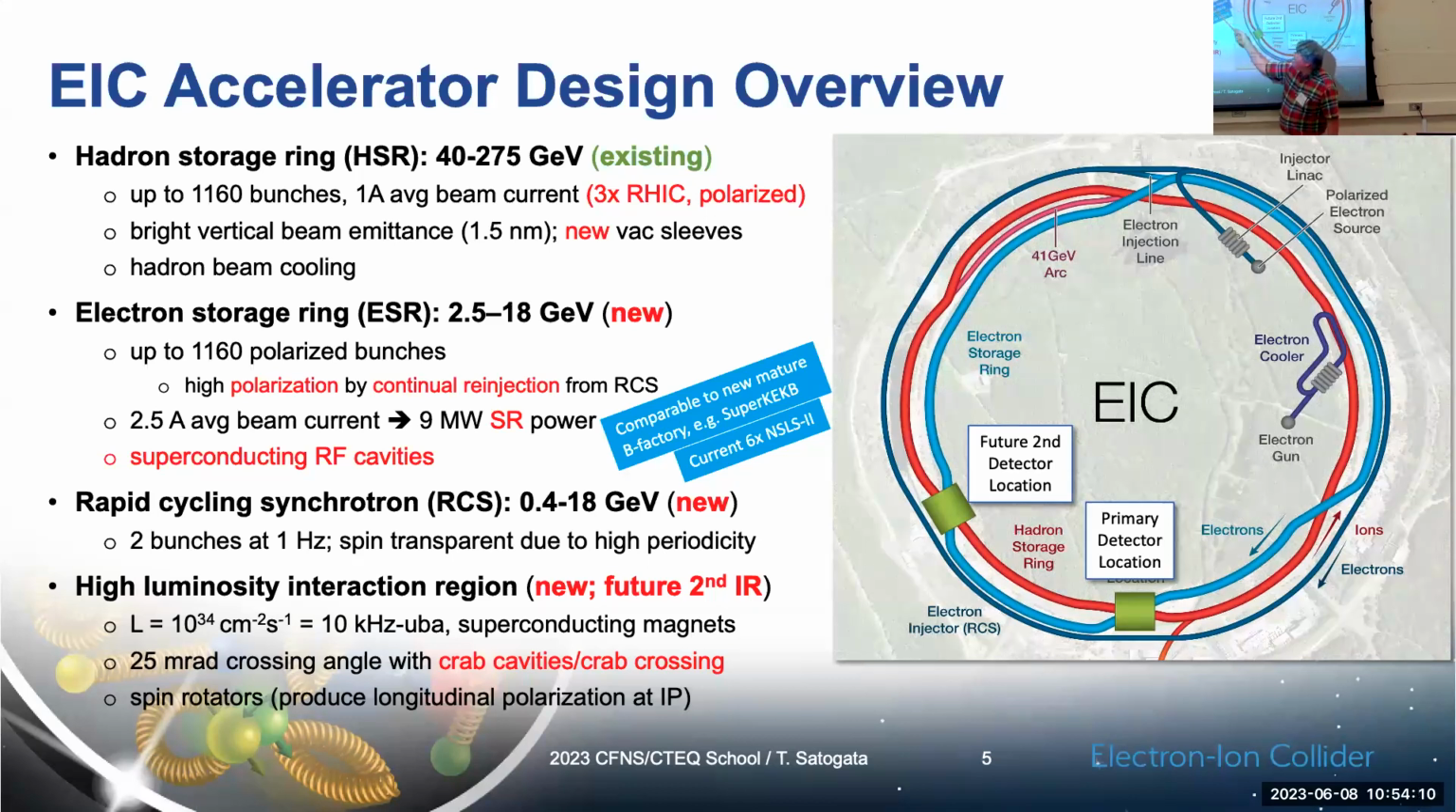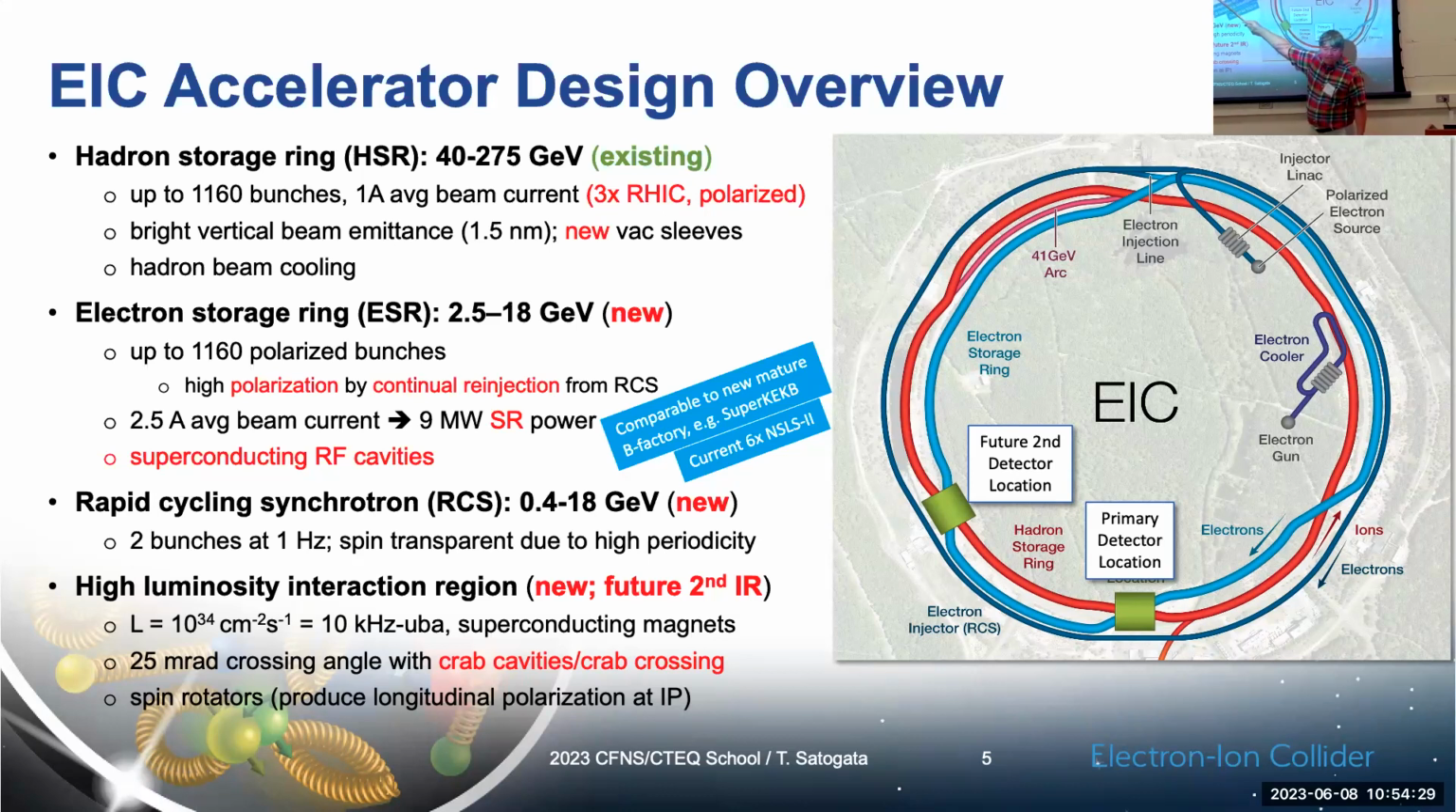To do that, we have to do a bunch of technical things like insert some sleeves to reduce something called electron cloud effects in that accelerator to keep the beam stable. So we have to manage that high beam current. That's the main challenge of the hadron storage ring.